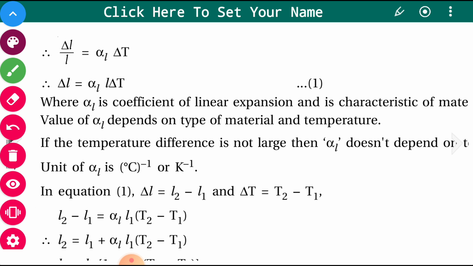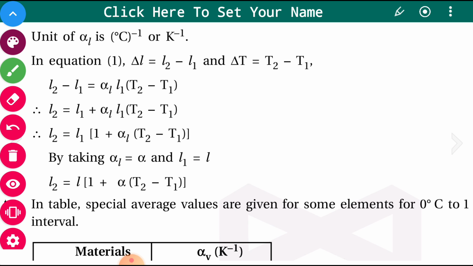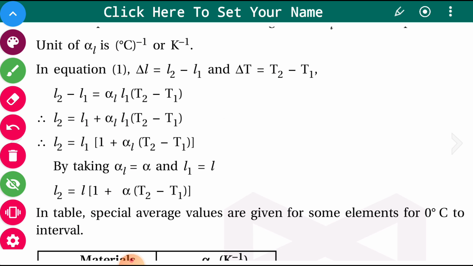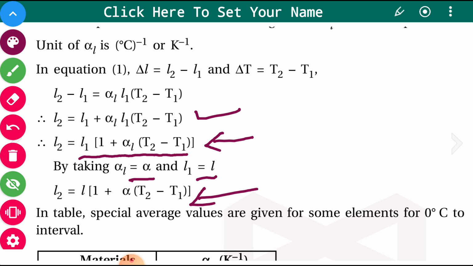Say delta L is L2 minus L1, that is final length minus initial length, and delta T is T2 minus T1, that is final temperature minus initial temperature. Then instead of delta L, you can write L2 minus L1, and instead of delta T, you can write T2 minus T1. If you simplify, you will get L2, the final length, is equal to L1 plus alpha L, L1 into (T2 minus T1). If you take L1 common, then L2 is equal to L1 times (1 plus alpha L (T2 minus T1)). If you write alpha L as alpha and L1 as L, then the final length L2 is equal to L (1 plus alpha (T2 minus T1)).